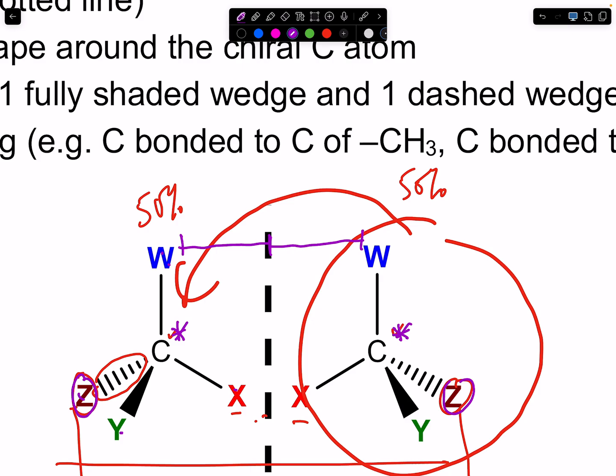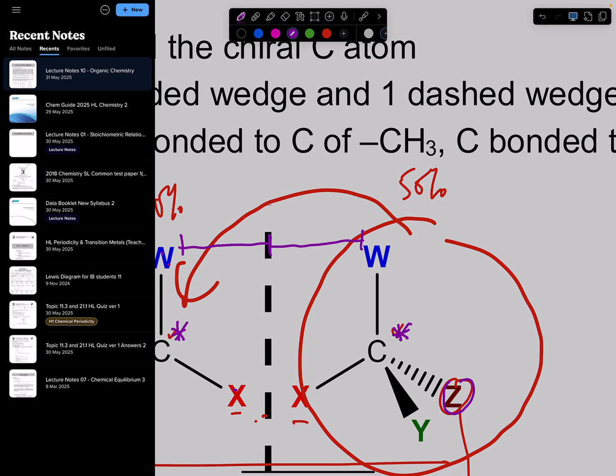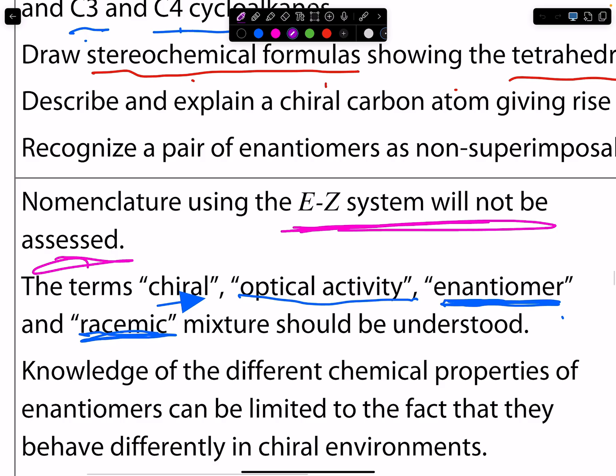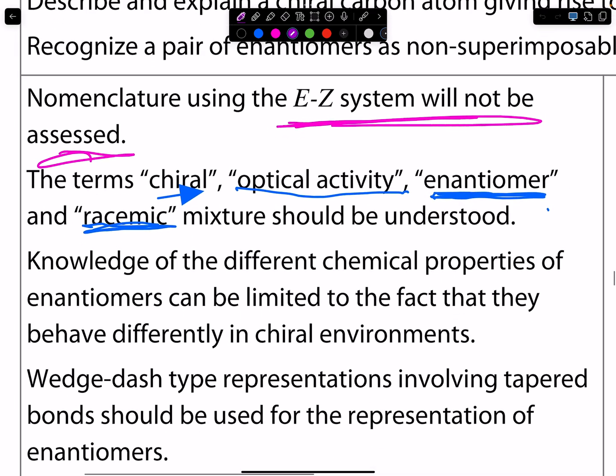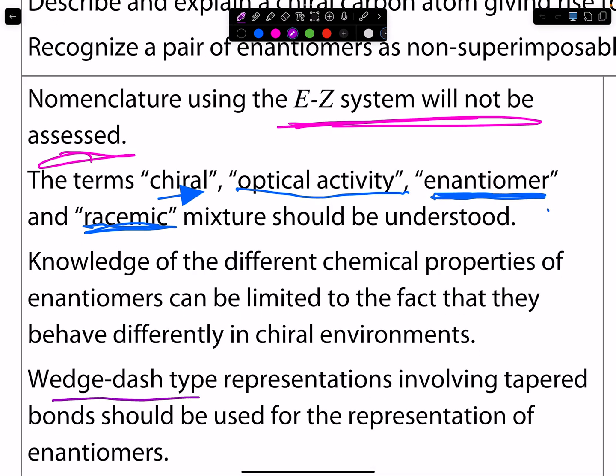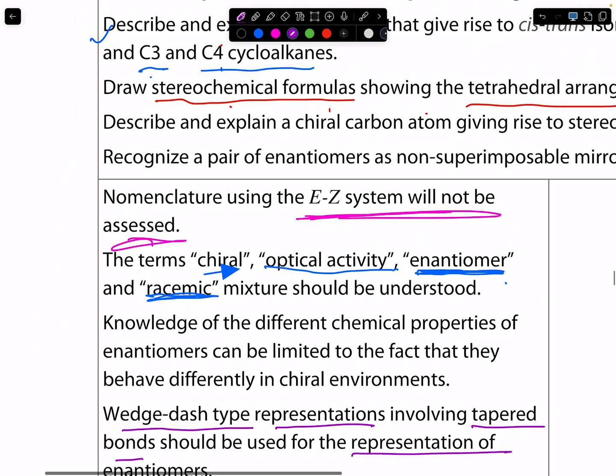Right? Correct now? So it really doesn't matter where you put W, X, Y, and Z. What matters is the distance from the mirror to the object and the mirror to the image. Are you all clear? So why am I highlighting this, guys? I'm highlighting this because wedge-dash type representations involving tapered bonds should be used for the representation of enantiomers. Okay? Clear?